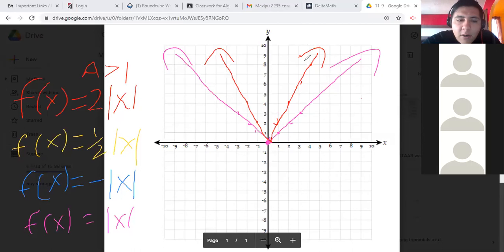Now let's look at our yellow graph. f of x is equal to 1/2 absolute value of x. What kind of transformation would we have there? That would be a vertical compress. The way that we're going to graph this is again saying, okay, 1 times 1/2 is 1/2, 2 times 1/2 is 1, 4 times 1/2 is 2, 6 times 1/2 is 3, and so on. So 1, 2, and then 6 and 3.